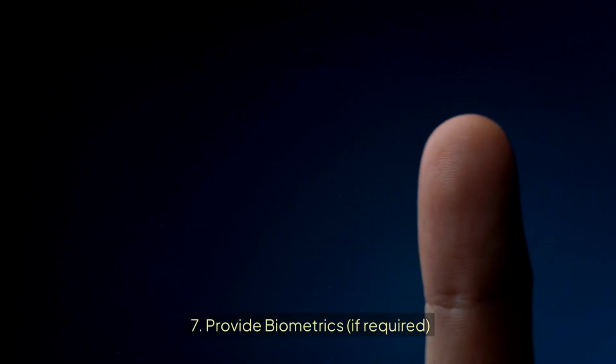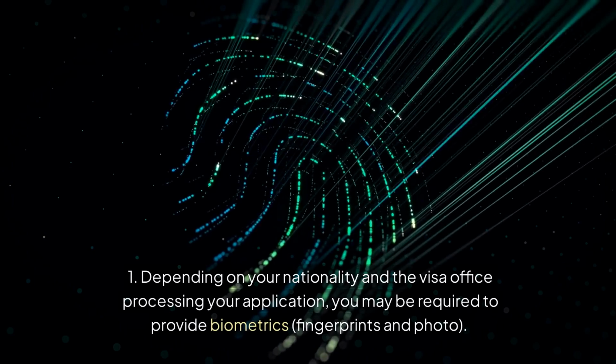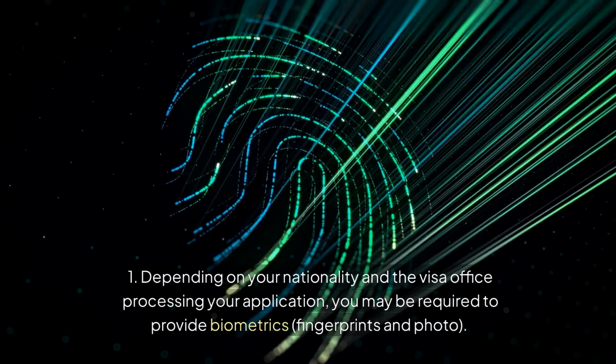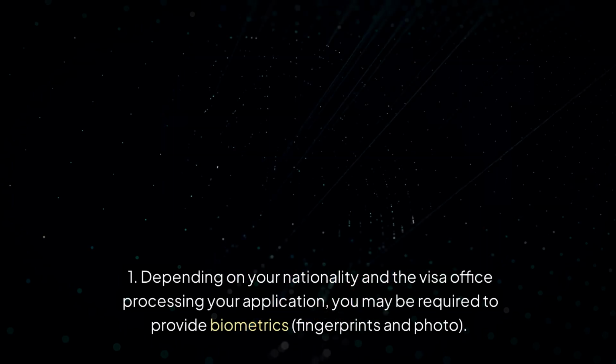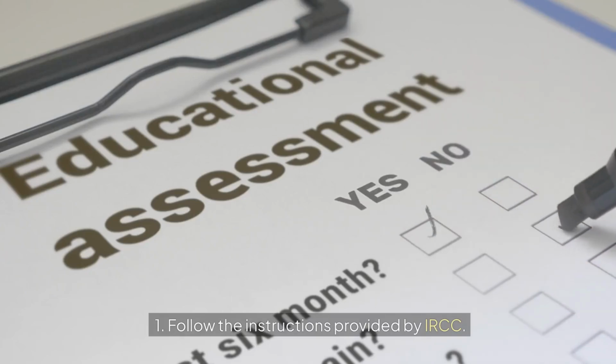Step 7: Provide biometrics if required. 1. Depending on your nationality and the visa office processing your application, you may be required to provide biometrics, fingerprints, and photo. 2. Follow the instructions provided by IRCC.